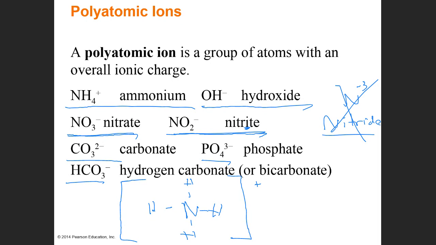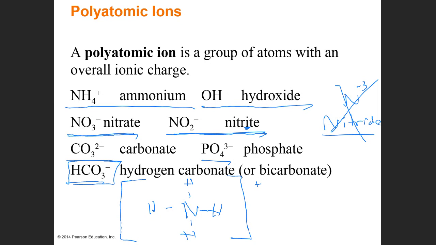Carbonate, -2 charge. Phosphate, PO4 with a -3 charge. And then hydrogen carbonate or bicarbonate, same formula, different names for the same formula, is HCO3, and that has a -1 charge.